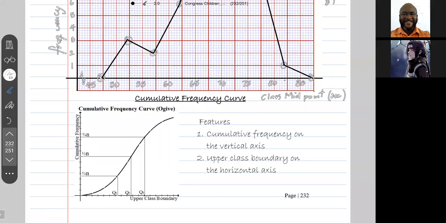So guys, the next thing we're going to look at is the cumulative frequency curve. Another name for the cumulative frequency curve is the ogive. And it looks like this diagram here on the left. That's what a cumulative frequency curve looks like.